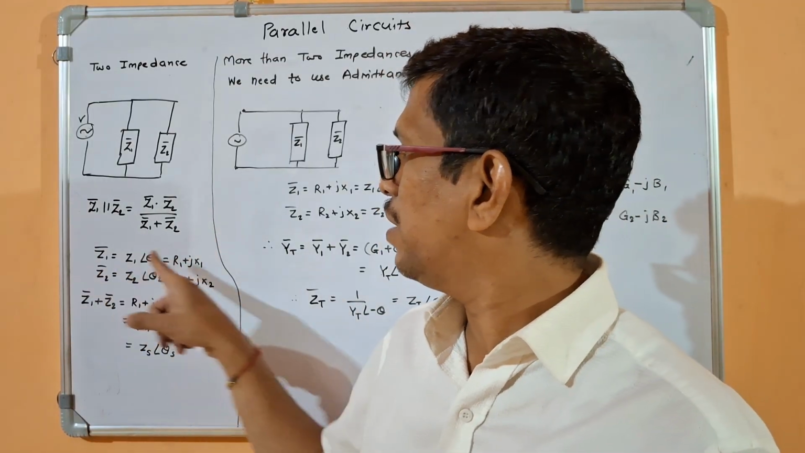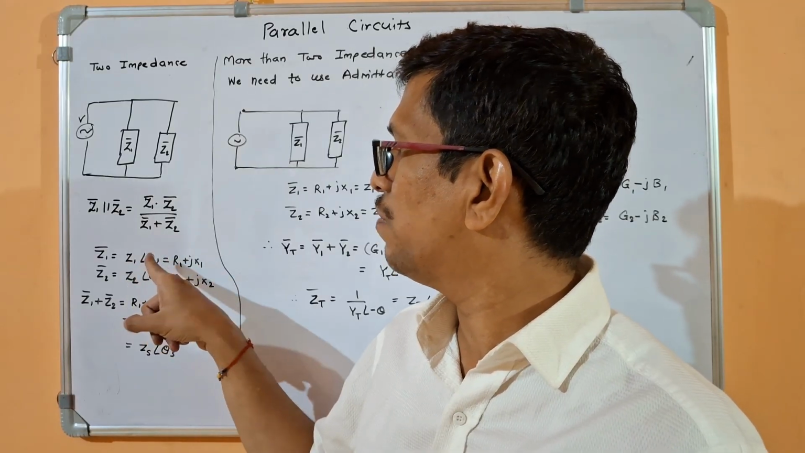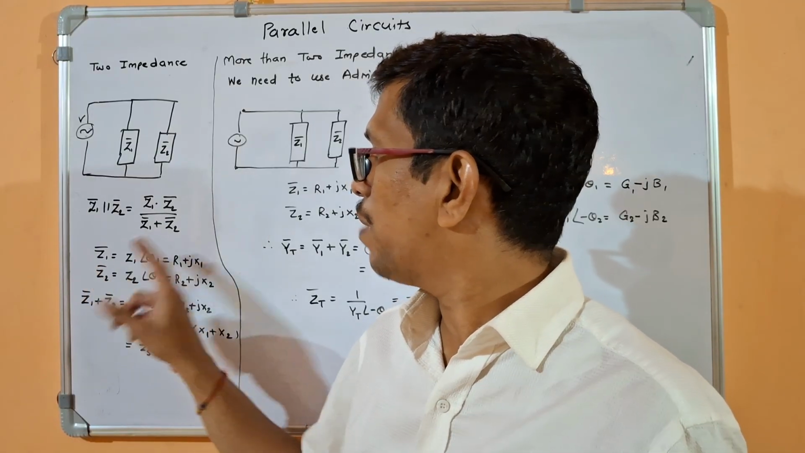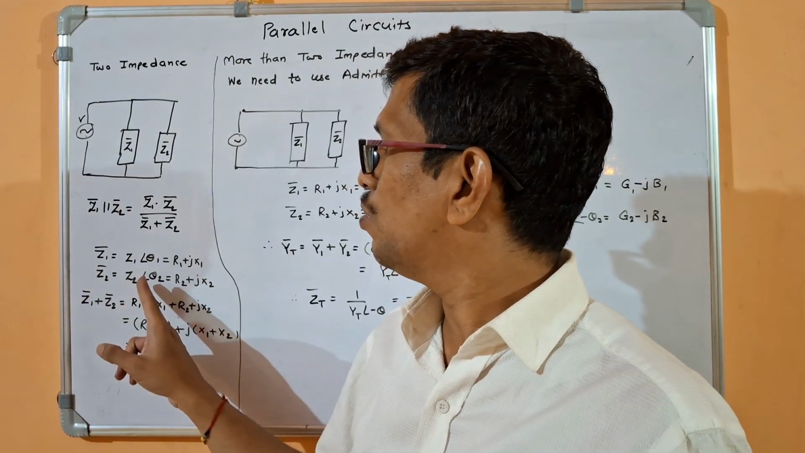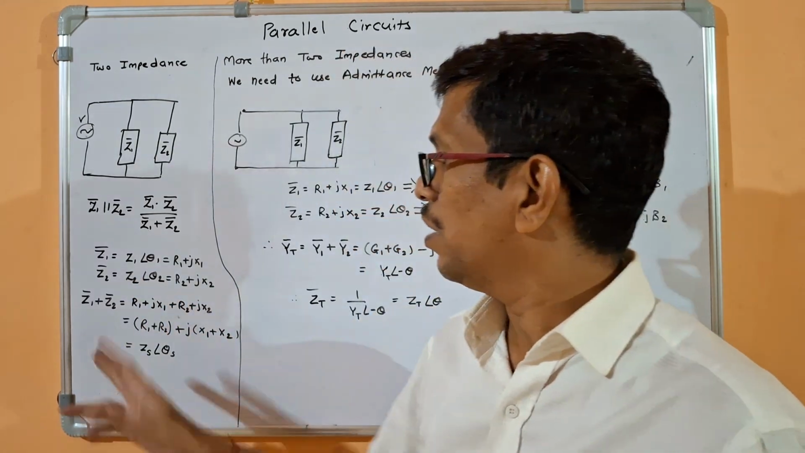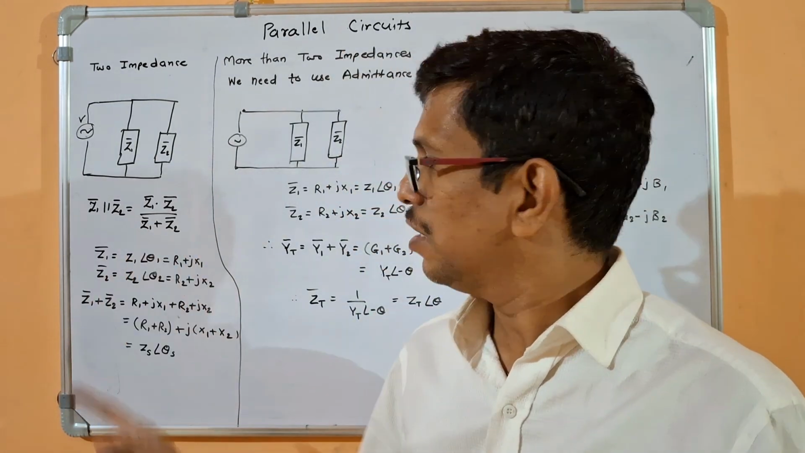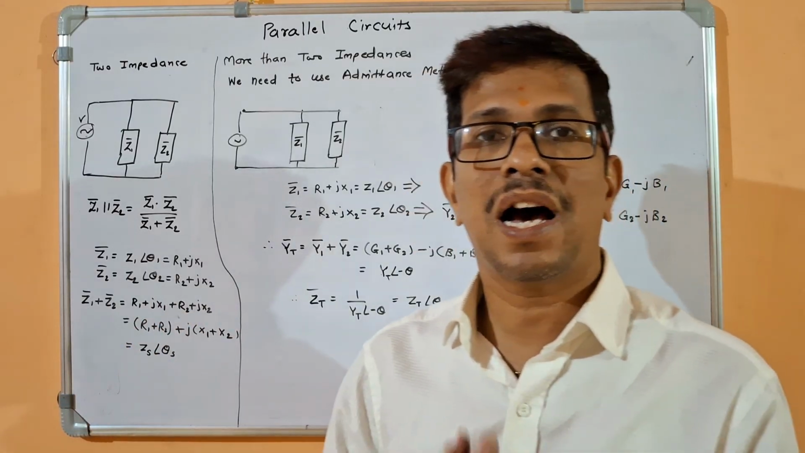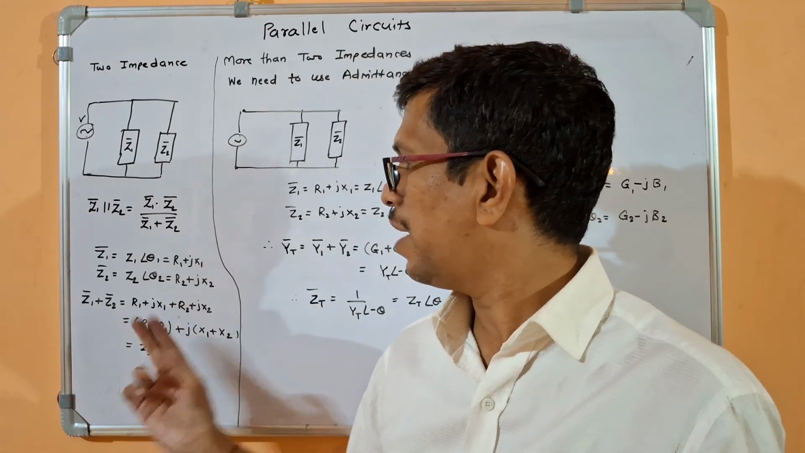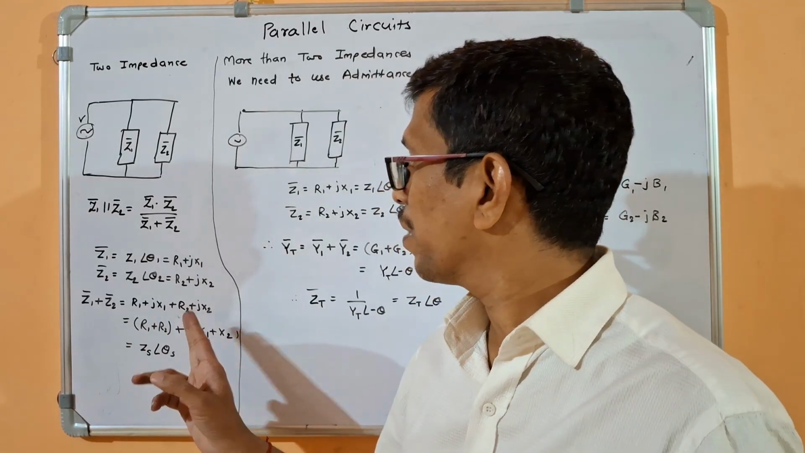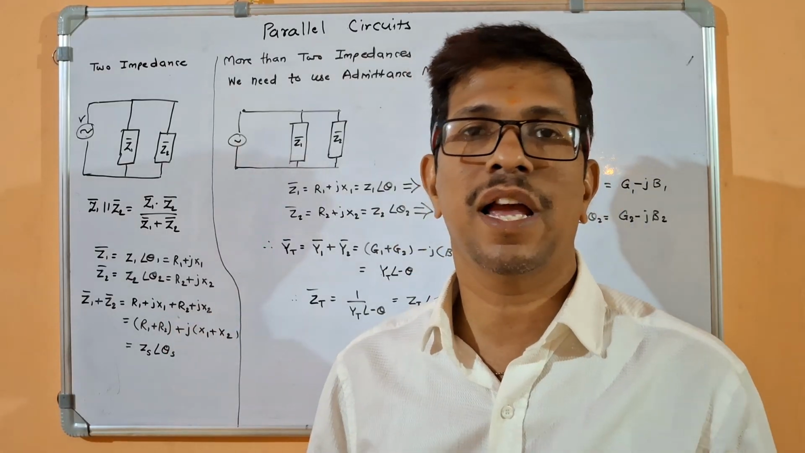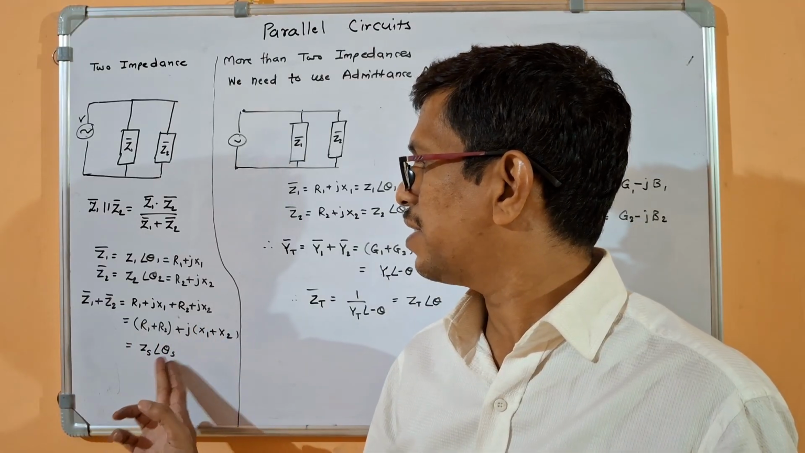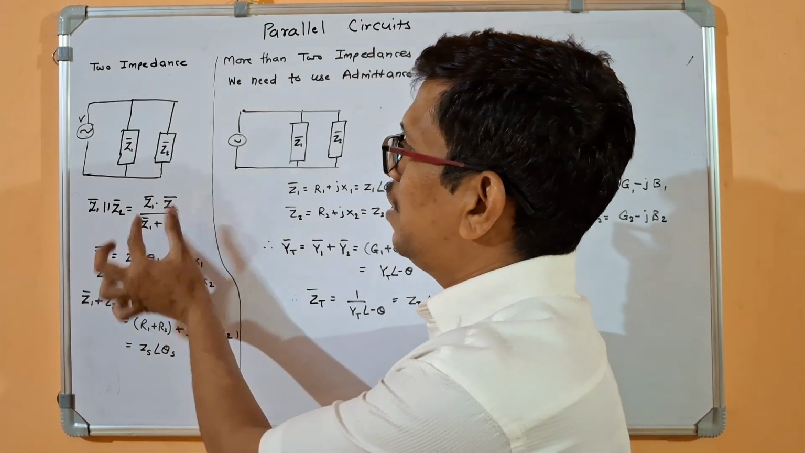So if your Z1 is R1 plus JX1, we must have Z1 angle theta 1. If you have Z2 bar as R2 plus JX2, you have to find Z2 angle theta 2. And if you want to find this denominator, you must have Z1 plus Z2 equal to R1 plus JX1 plus R2 plus JX2. Real part gets added with the real part, which will give R1 plus R2. Imaginary part gets added with the imaginary part, X1 plus X2, and you will get finally in polar form as series ZS angle theta s. And you can put this here and do the calculation.